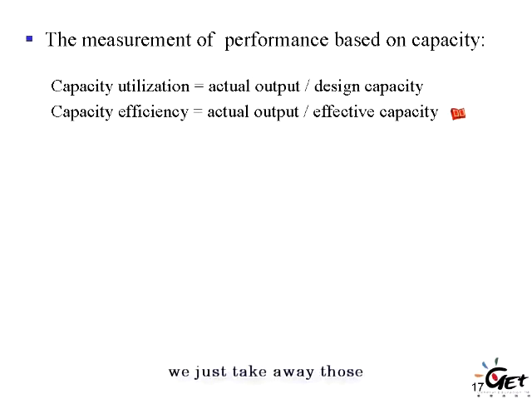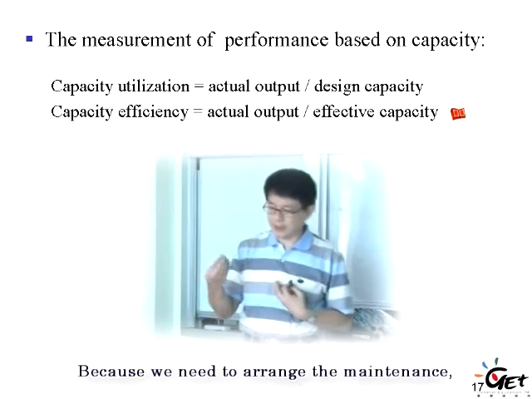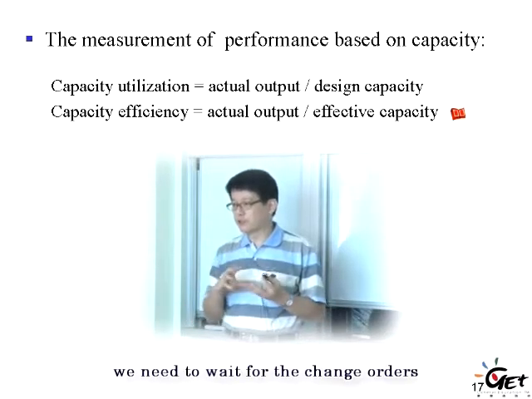We just take away the time that cannot be used, and for the remaining time that we can generate outputs, the most practical, most possible outputs are our denominator here. We call this effective capacity, because we need to arrange the maintenance and wait for the changeover.